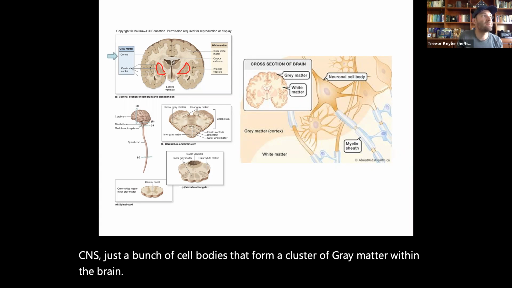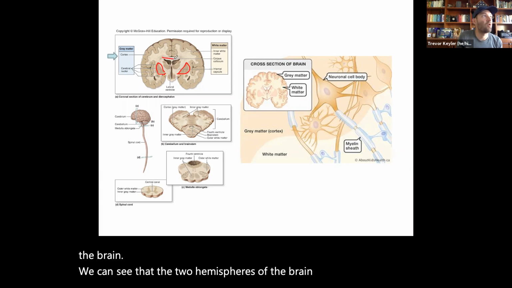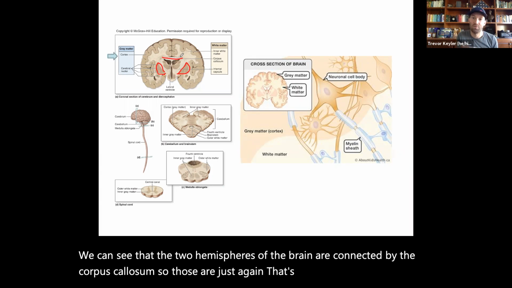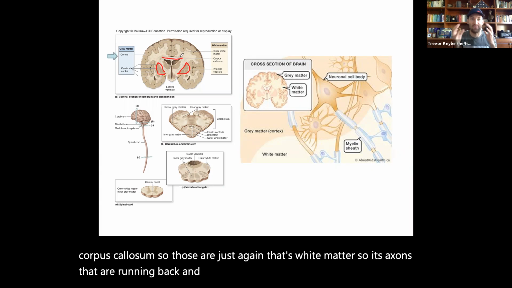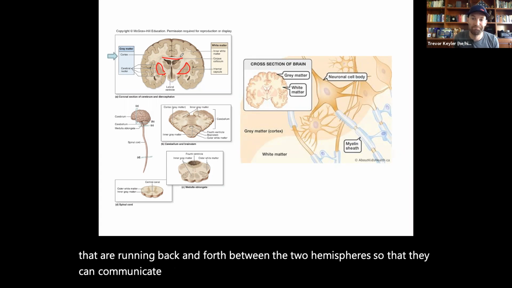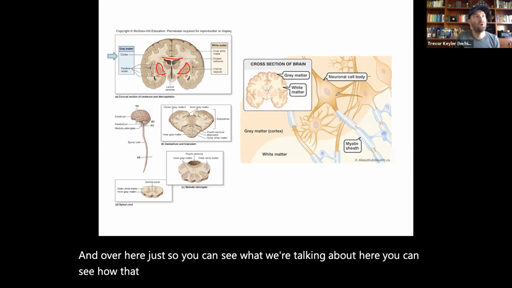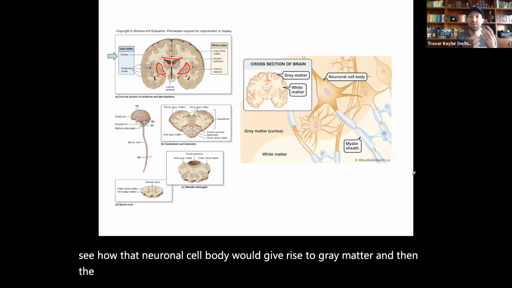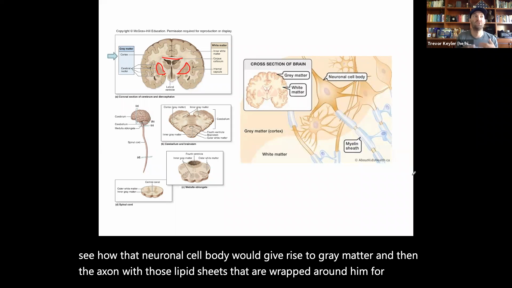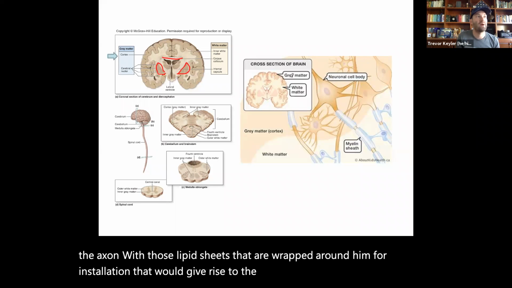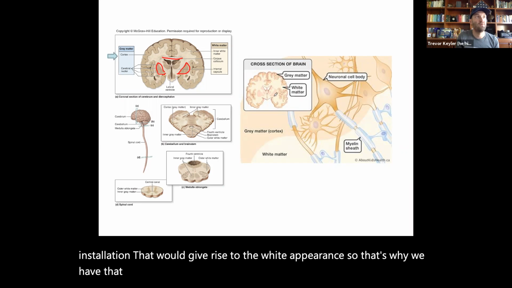We can see that the two hemispheres of the brain are connected by the corpus callosum. That's white matter, so that's axons running back and forth between the two hemispheres so that they can communicate with one another. And over here, you can see how that neuronal cell body would give rise to gray matter. And then the axon, with those lipid sheaths wrapped around them for insulation, would give rise to the white appearance. So that's why we have that gray to white to gray again with these nuclei.